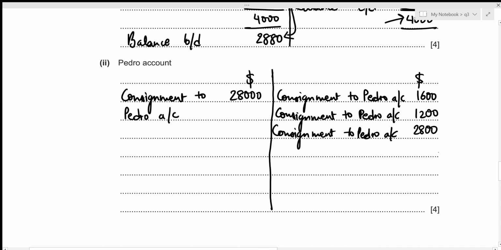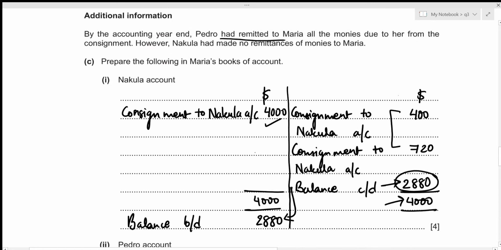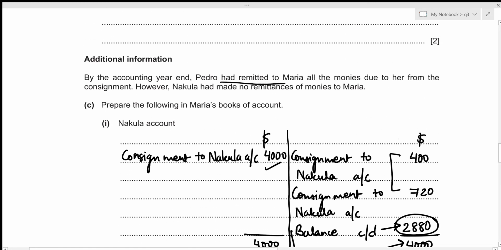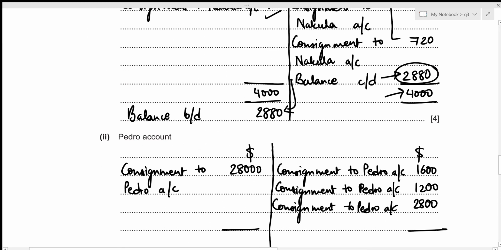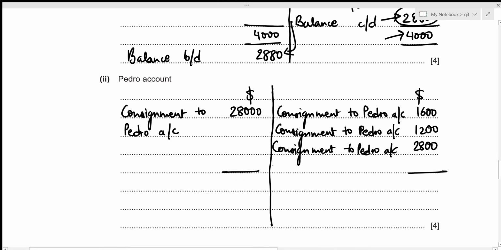Okay, and then finally there will be our balancing figure. So let's have a look at our information. We were told that Pedro had remitted to Maria all of the monies due to her, which means that he already paid all of the amount. So this payment can be recorded under the heading of bank, and this will in fact be our balancing figure.